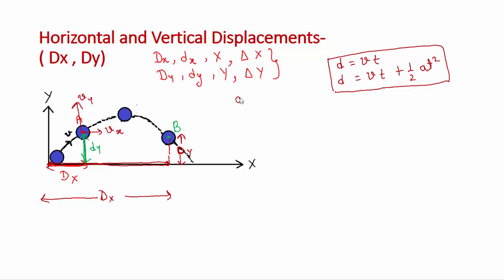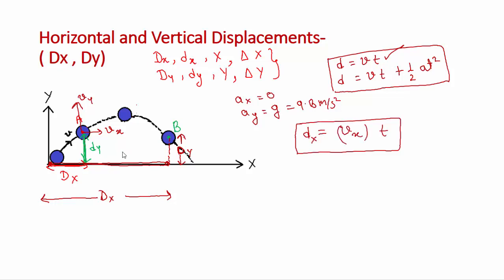You know Ax equals 0 and Ay equals g, gravity, or 9.8 meter per second square. So there is no acceleration in the horizontal direction. To find dx we will use this formula. d equals vt, that means dx equals Vx times t. In the vertical motion there is an acceleration which is Ay. So we will use the second equation, this one. So dy equals Vy times t plus half Ay t square.